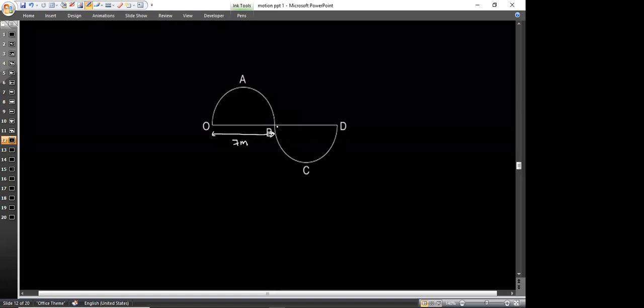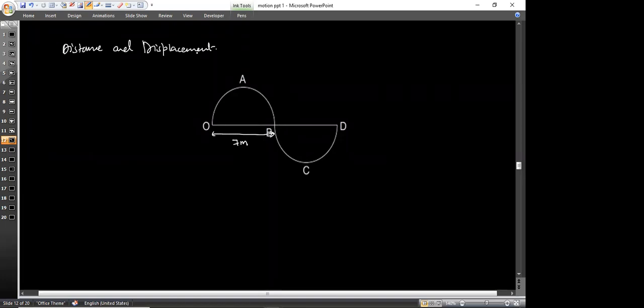what will be the distance and displacement covered by that object or that vehicle or that substance? Try it.